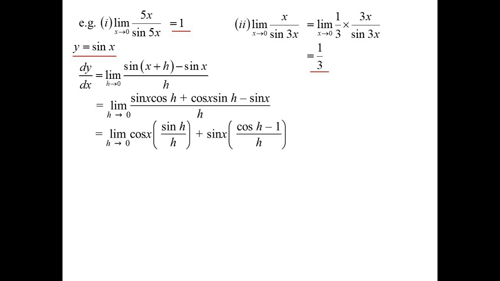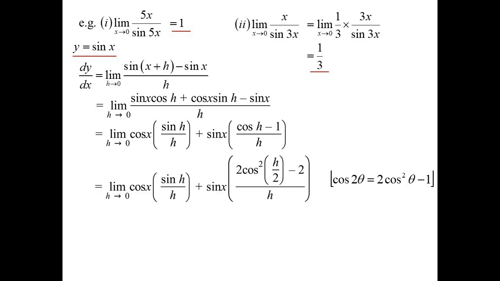Well, the cos x is fine. If I just pull that out, I've got cos x times sine h on h. As h approaches 0, I know that's going to go to 1. What am I left with? I've got sine x times cos h minus 1 over h. Don't quite know that limit yet. I'm going to have to play around with it. So I'll use double angles. So instead of looking at it and seeing it as cos of h, I'm looking at it and seeing cos of twice h on 2.